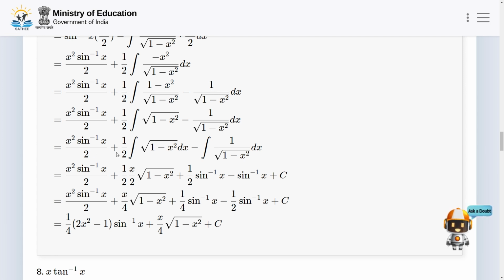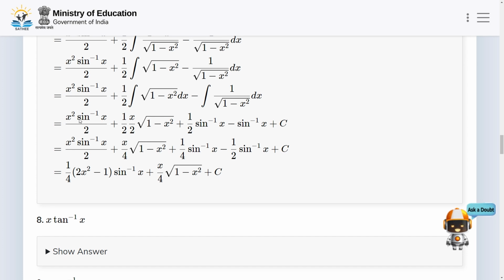So this means x square sine inverse x by 2 plus half of integral of root of 1 minus x square dx minus integral of 1 by root of 1 minus x square dx. So x square sine inverse x divided by 2 plus half of x by 2 root of 1 minus x square plus 1 by 2 sine inverse x, minus sine inverse x plus c. This means your final answer will be 1 by 4 times 2 times (x square minus 1) sine inverse x plus x by 4 root 1 minus x square plus c.